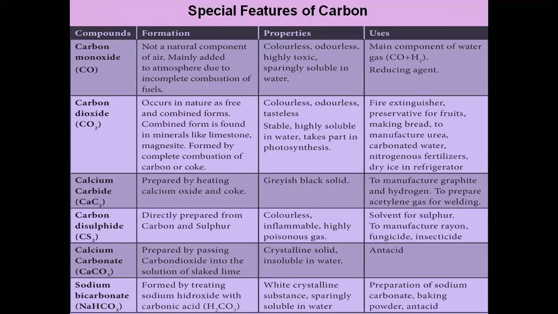So combined form is found in minerals like limestones and magnesite. Okay. It is formed by the complete combustion of carbon and coke. So from the rapid reaction of carbon and coke, the carbon dioxide is formed. It is colorless, odorless, tasteless, stable, highly soluble in water, takes part in photosynthesis. Okay. Already we know that carbon dioxide is needed for the photosynthesis. Okay.